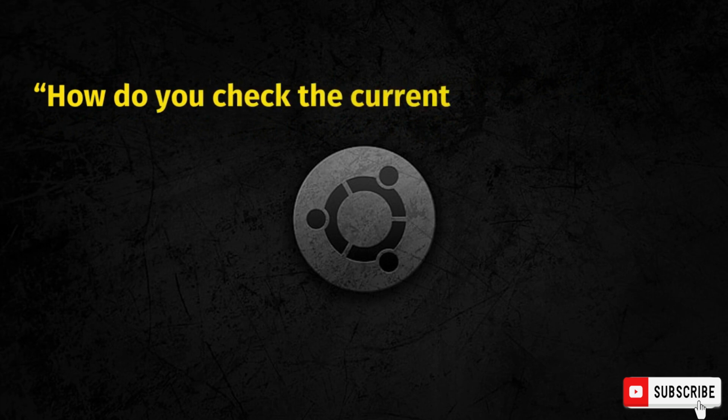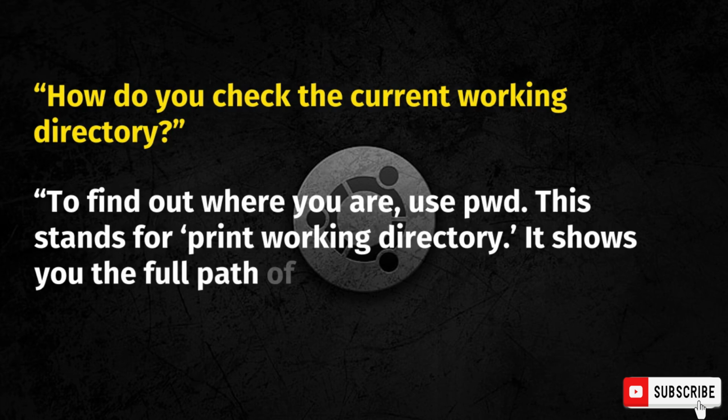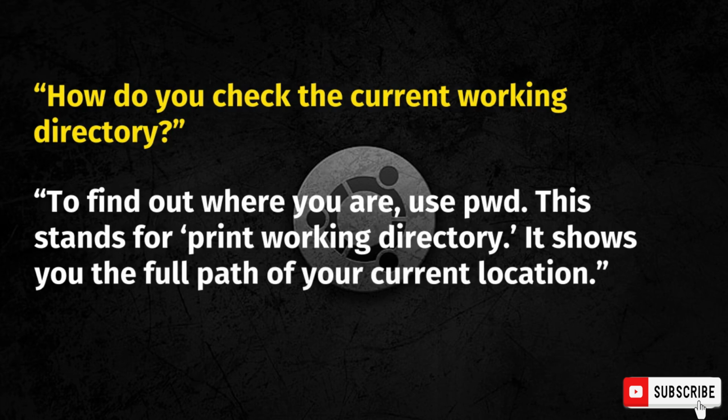How do you check the current working directory? To find out where you are, use pwd. This stands for print working directory. It shows you the full path of your current location.